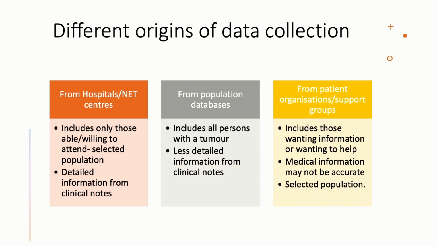And the third way you can get data is obviously from groups like yours, with patient organisations and support groups. They're really important because people are prepared to volunteer their time and put their data on. We have to remember this is a selected population, so not everyone will log on to a patient support group, and not everyone will want to, and some people won't be able to. So we need to remember that.